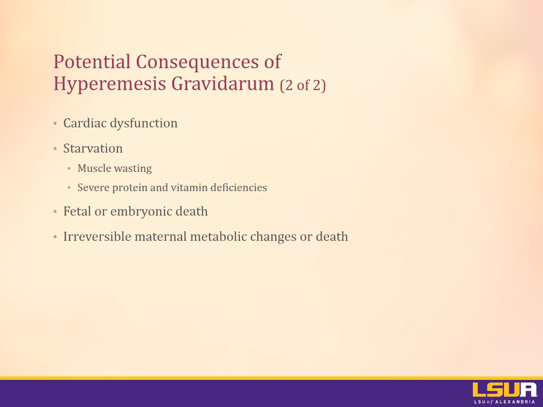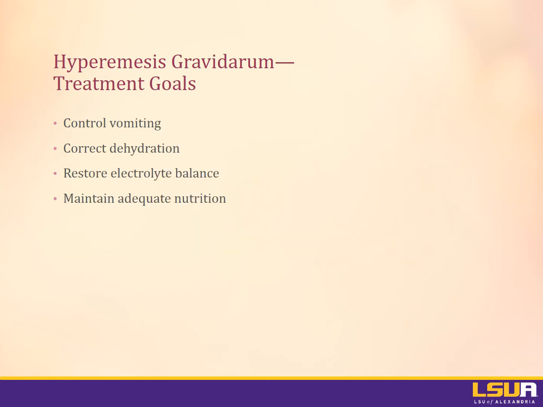She can develop cardiac dysfunction, muscle wasting, protein and vitamin deficiencies, and she can lose her baby if it is too extensive. And we can have irreversible maternal metabolic changes, or the mother can die as well if we can't reverse all the problems that hyperemesis can cause. So, our treatment goal is to control the vomiting, correct the dehydration, restore her electrolyte balance, and make sure we get her back on a nutritional regimen that she can tolerate.